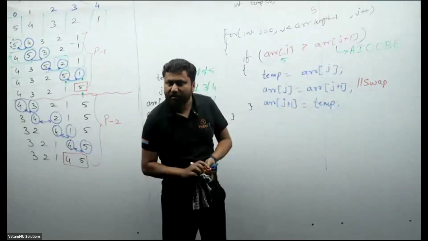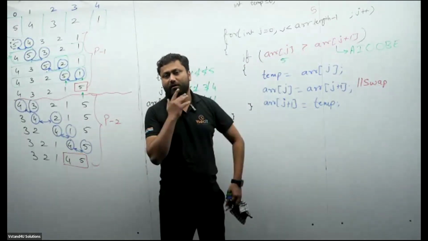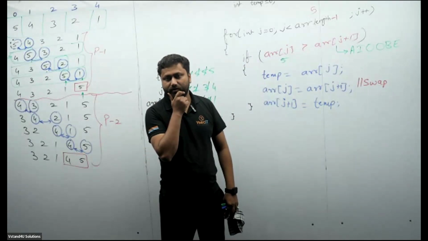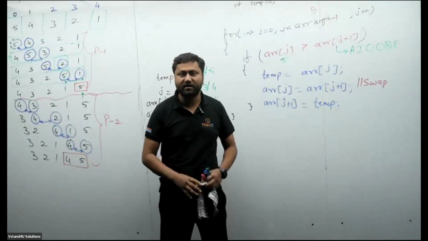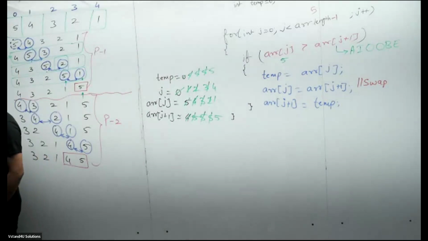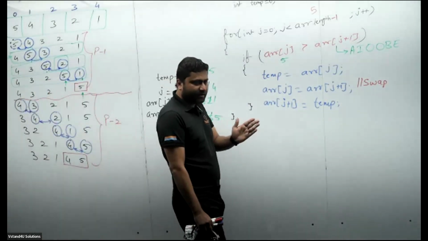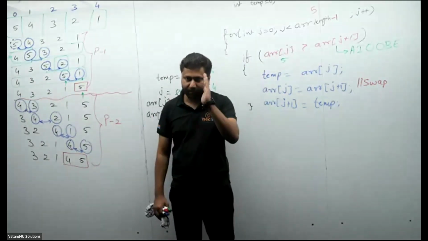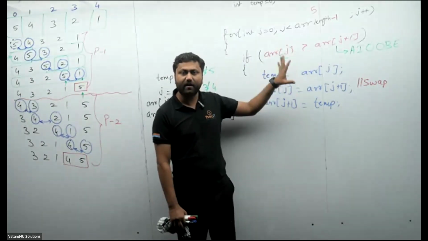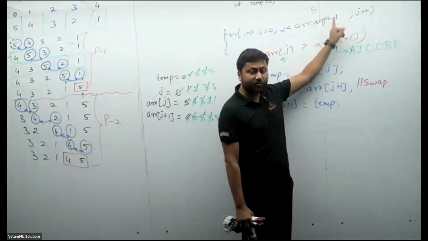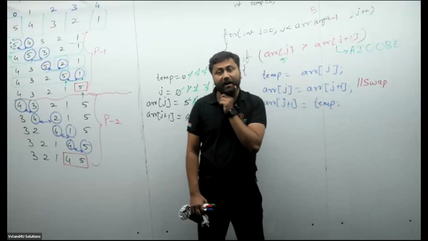Is this what we are doing? How long are we doing these activities? Are you able to understand the thought process? The thought process is we are doing a swapping operation. When are we doing swapping? When the current element is greater than the next element. This logic is clear. Why am I keeping this -1? Is this clear now?